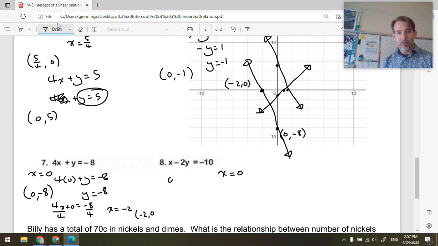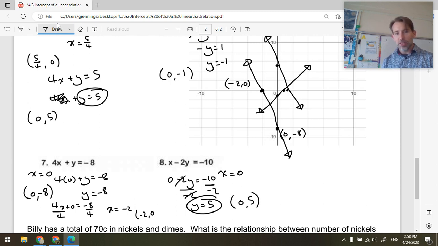So you have this equation: 0 minus 2y equals -10. Divide both sides by -2 to clear that -2 away, and you have y is equal to -10 divided by -2, which is just 5. Okay, so that's the point (0, 5).